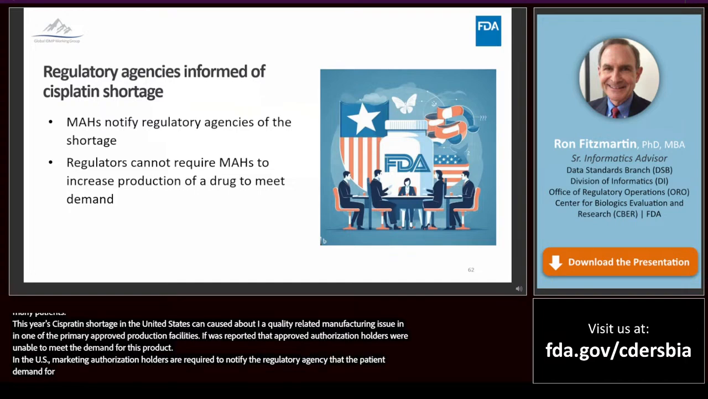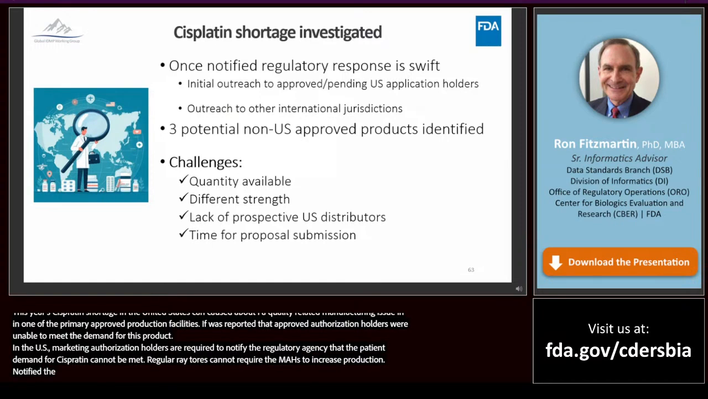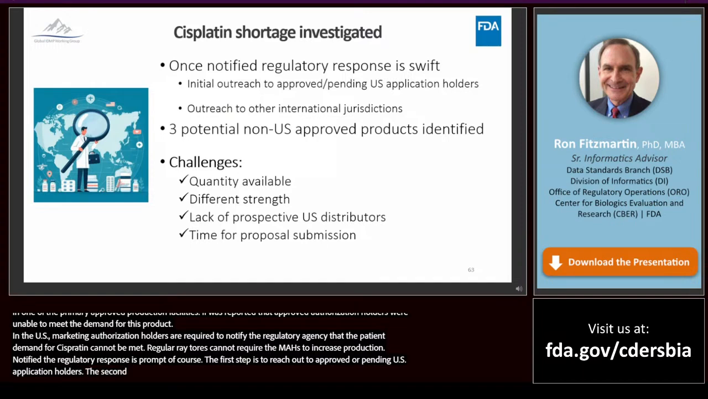Regulators cannot require the marketing authorization holders to increase production. Once notified, the regulatory response is prompt, of course. The first step is to reach out to approved or pending U.S. application holders. The second step, depending on the significance of the shortage, would be to reach out to international jurisdictions to identify potential non-U.S. sources of cisplatin.